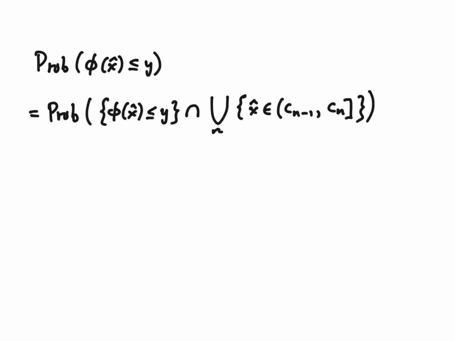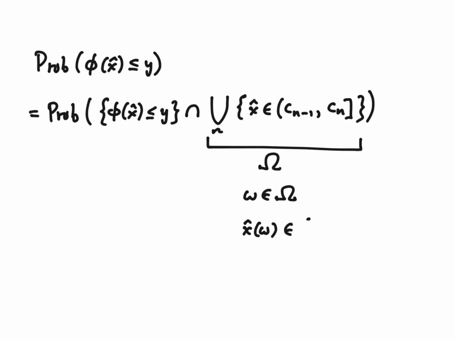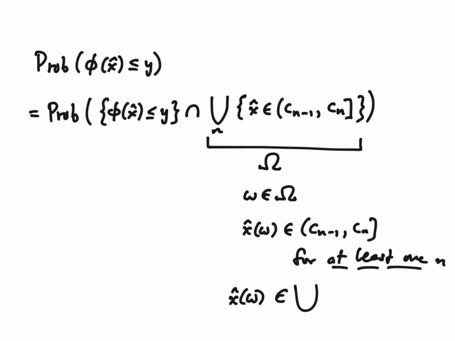Okay, so why does this work? Well, look, the union of all these events is just the full sample space. Because every possible outcome of the experiment, every possible outcome little omega in the full outcome space, has the property that x hat acquires some value, and that value has to belong to one of these intervals for at least one value of n. And therefore, that is going to belong to the union over all values of n of these intervals.